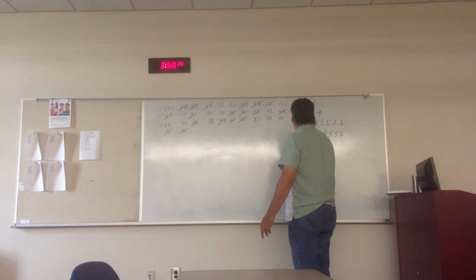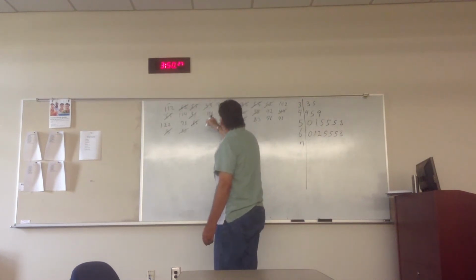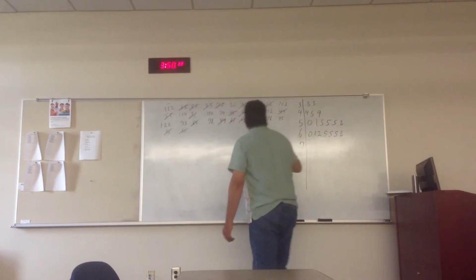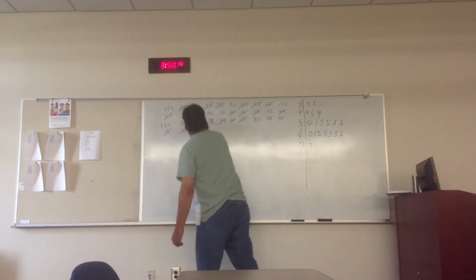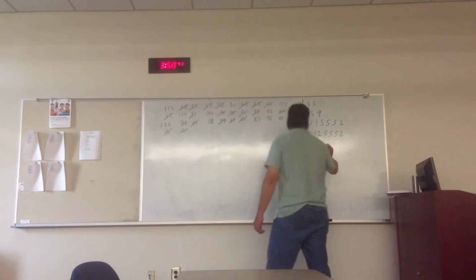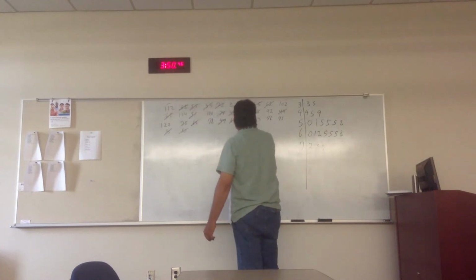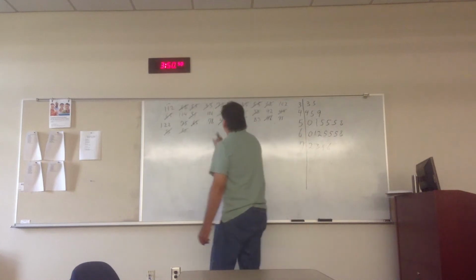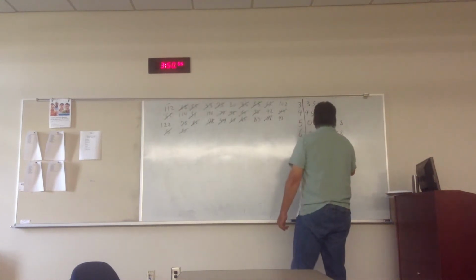So now I'm going to jump down to the 70s, and I'll pick out all the 70 values that I have. There's a 72, 73, 74, 76, 78. That looks like about it.